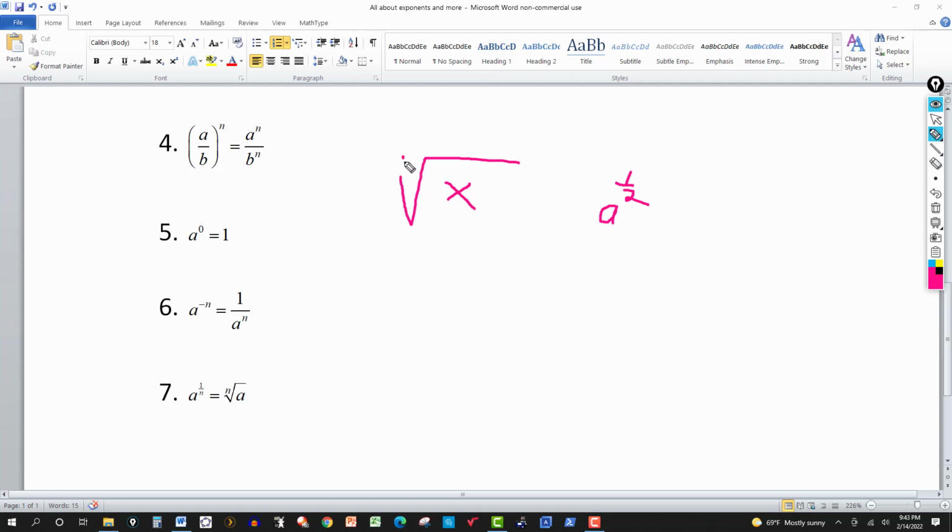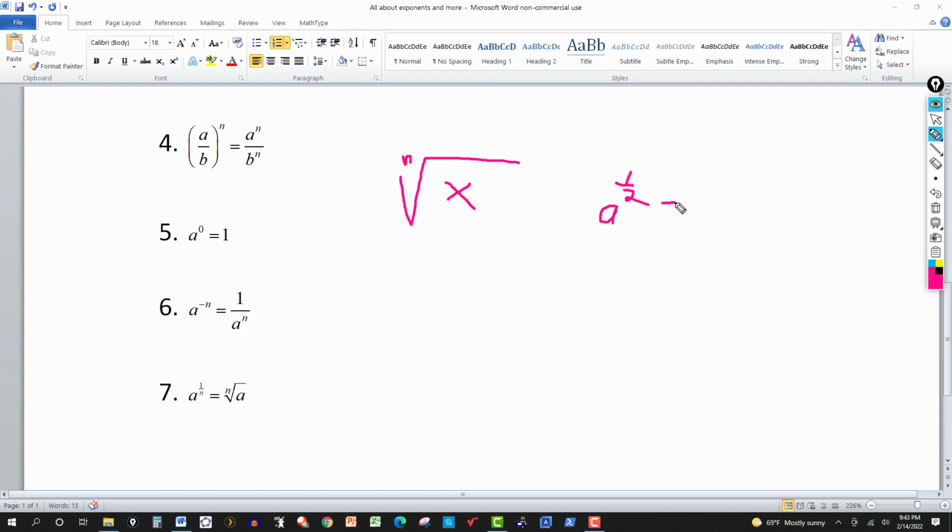So it's the nth root. The n is called the index, and the x is called the radicand. And of course you have the radical symbol in the middle. That's your radical symbol. And then the index is n, and the radicand is x. In other words, the number or expression under the radical is the radicand.